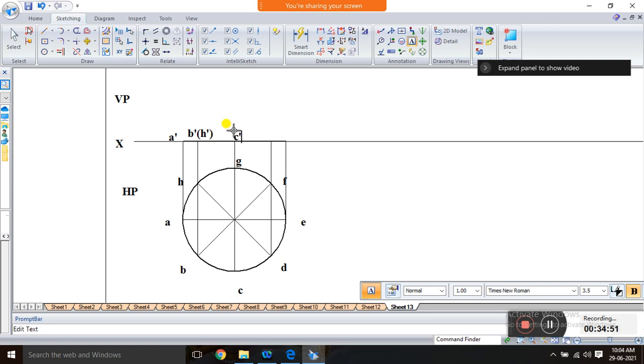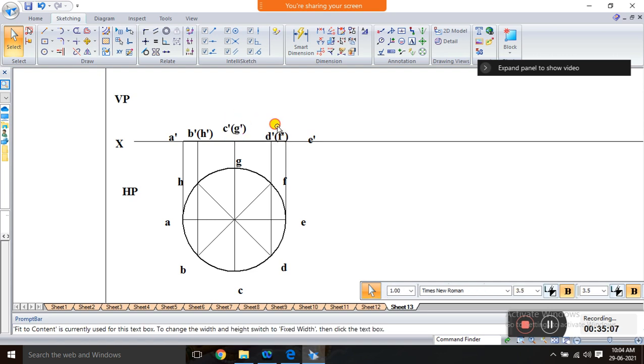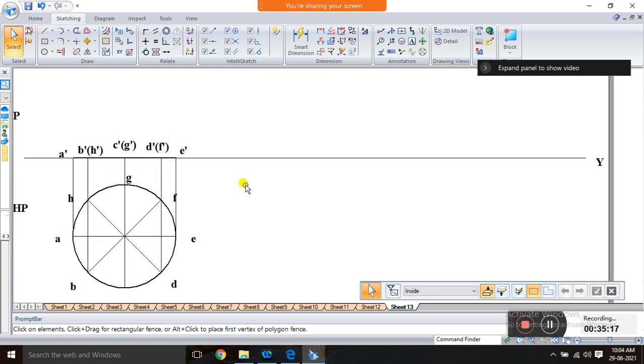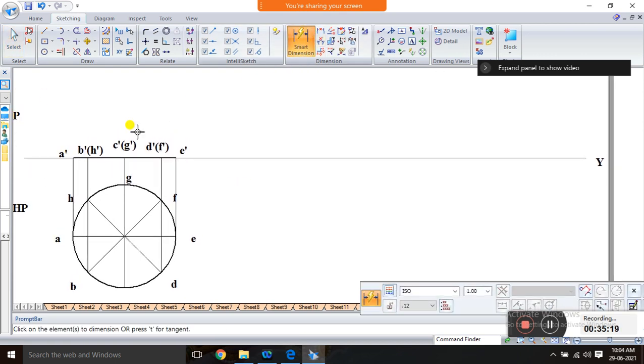Similarly, C dash will merge the G dash, and D dash merge the F dash, and finally you will get E dash. So like this you have to name all the points. Clear? This is the first position. Once the first position is over, you have to go for the second position. For that you have to measure all these distances.